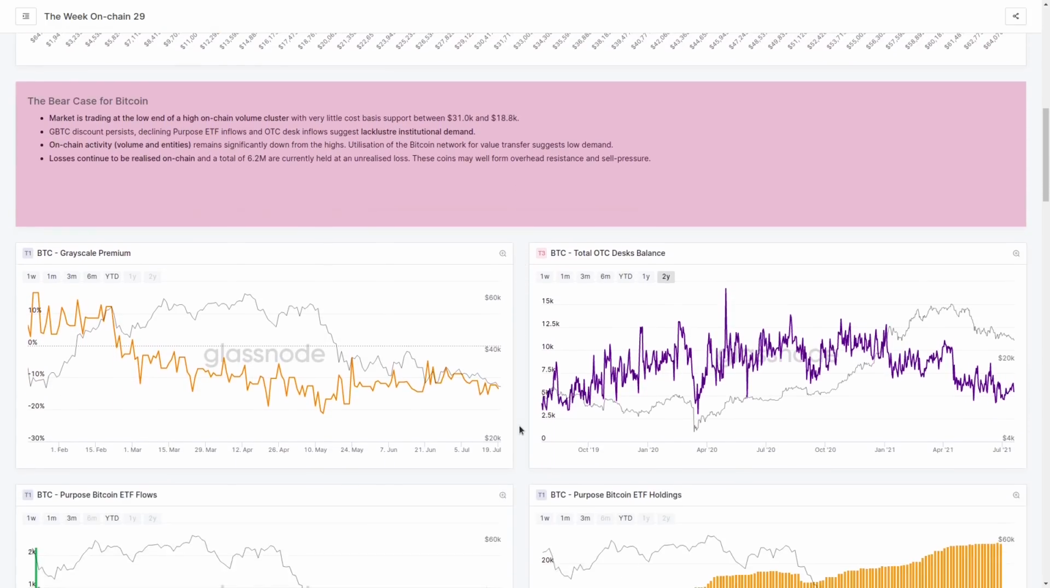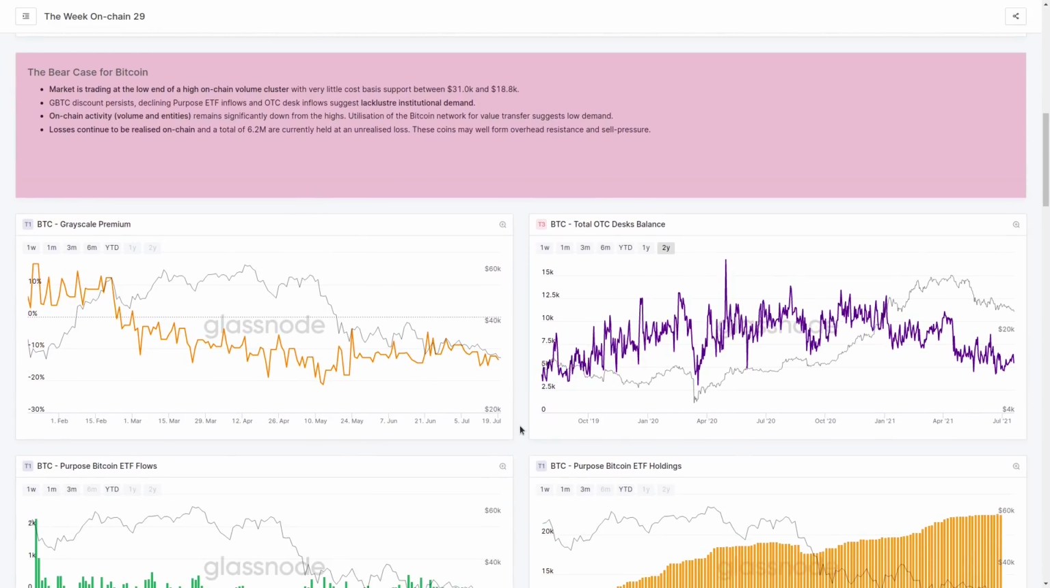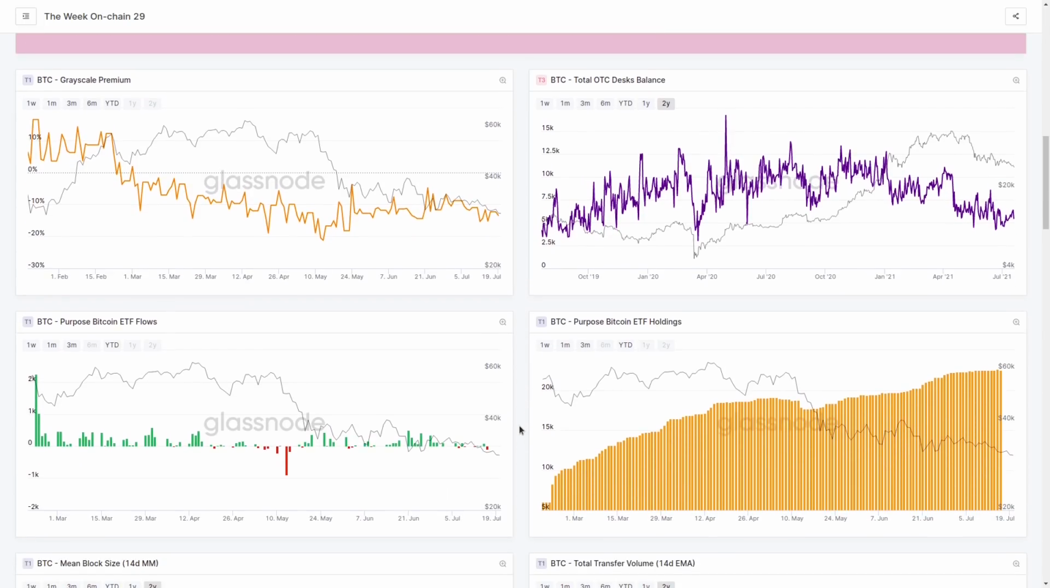Let's now jump in and look at our bear case for Bitcoin, where there are two main angles I want to focus on. The first one is the institutional demand side of the equation, and the second one is the on-chain activity, which is showing very, very slow. It's been quiet for a number of weeks now, really just reaffirming that there's a low utilization of the network.